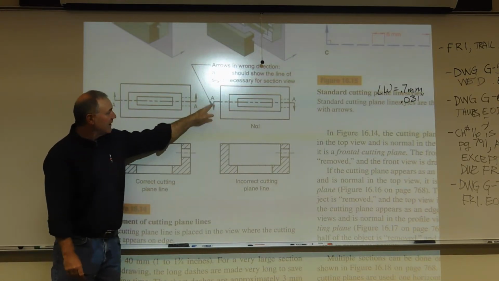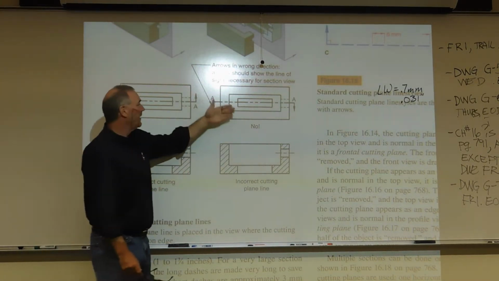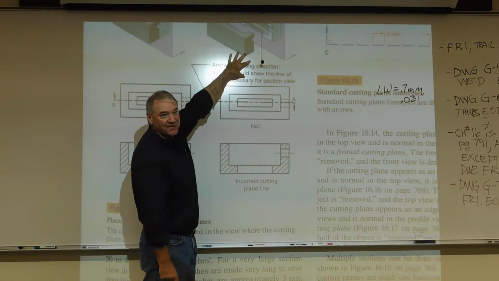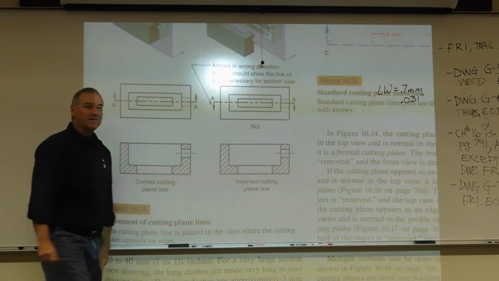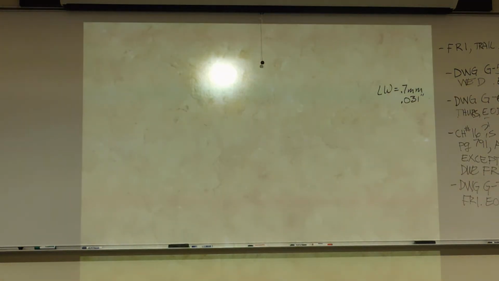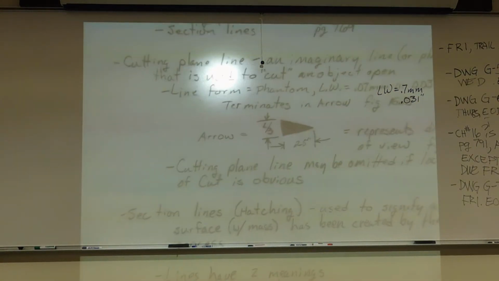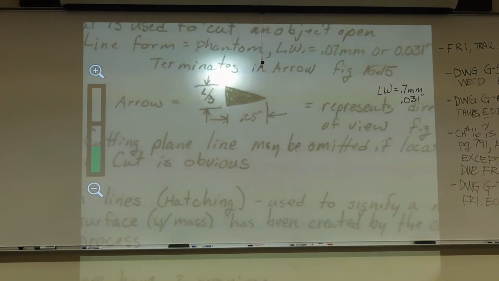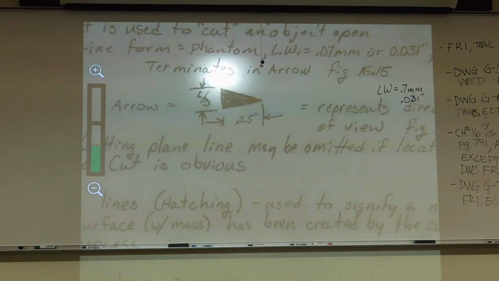This is just showing the arrow pointing the wrong way, because this one would have to be rotated towards the top, right? Due to the line of sight. So, cutting plane line. Now, when you're drawing cutting plane lines, you might want to make this note in your text. Here's the size of your arrowheads.